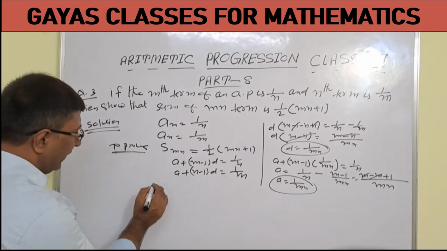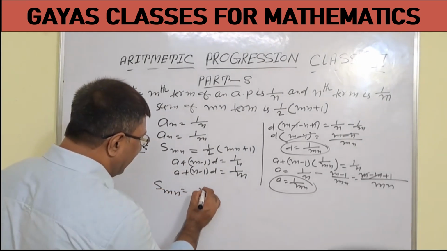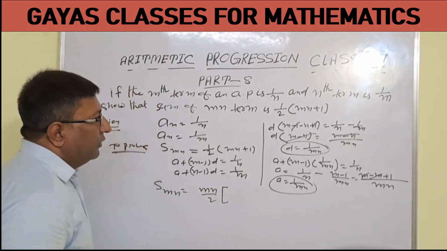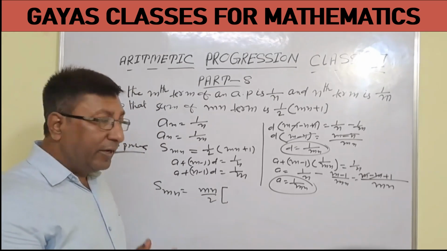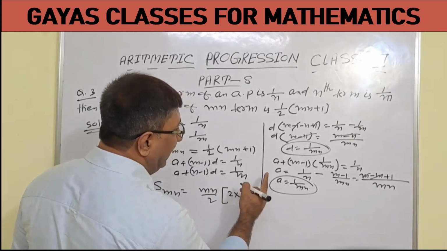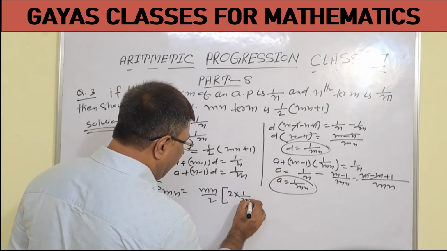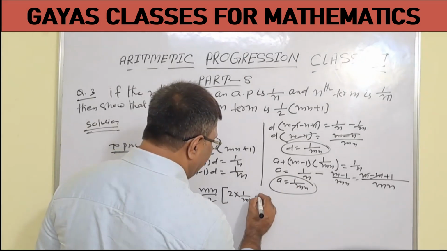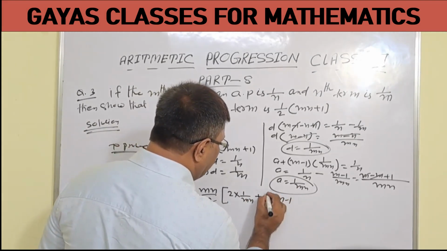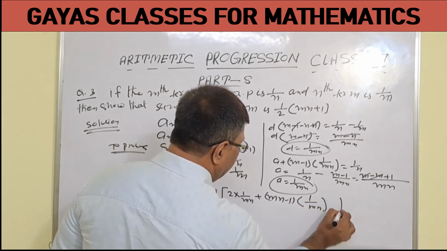No problem. We can find the sum of mn terms. So the formula is what? n by 2, so mn by 2 into 2a plus n minus 1 into d. So 2a. So a is what? 1 by mn. So 2 into 1 by mn, 2a plus n minus 1. n is what here? mn. So this is mn minus 1 into d. d is what again? This is 1 by mn.